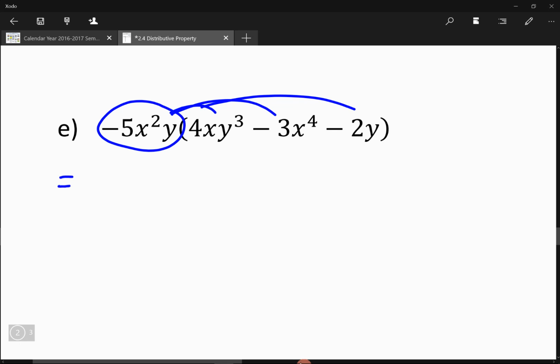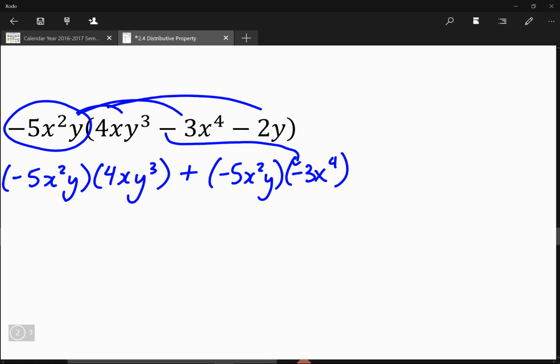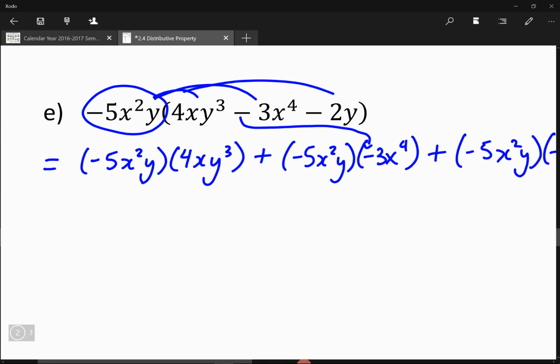So when I multiply them, and again put everything in brackets, so negative 5x squared y times 4xy cubed plus negative 5x squared y times negative 3x to the exponent 4. Don't forget this minus sign will go here. And then I have plus negative 5x squared y times minus 2y. Okay. Then we expand, multiply everything.